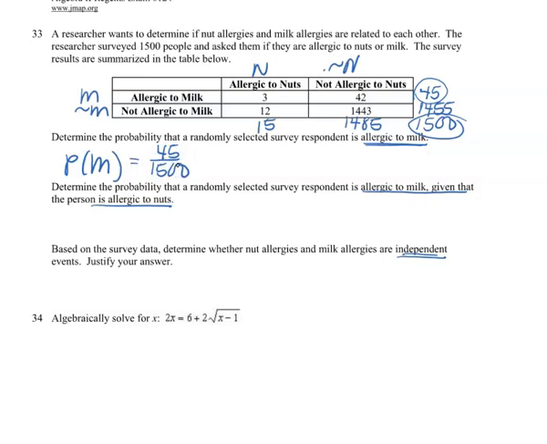Now next, allergic to milk given they're allergic to nuts. Okay, so we don't care about anybody else in the table. We're just looking at those that are allergic to nuts. So in our study, that's 15 people. Of those 15, 3 are also allergic to milk. So probability of milk given nuts was 3 out of 15. Okay, cool.